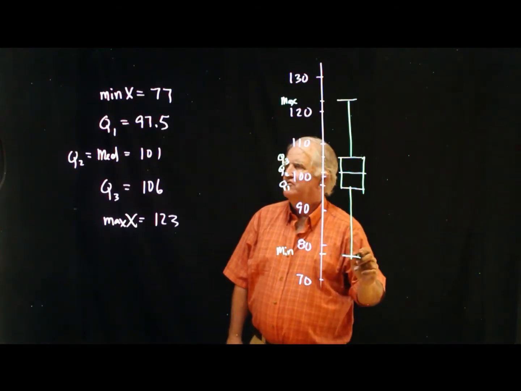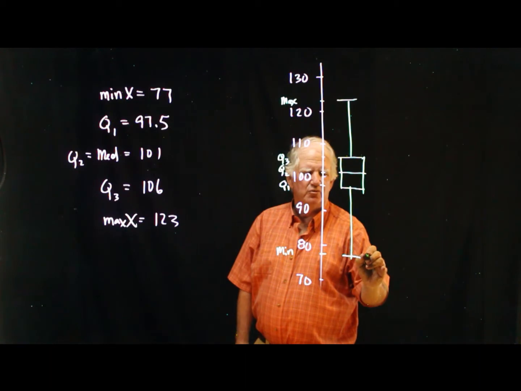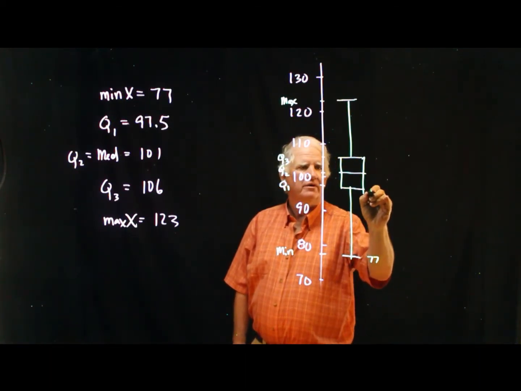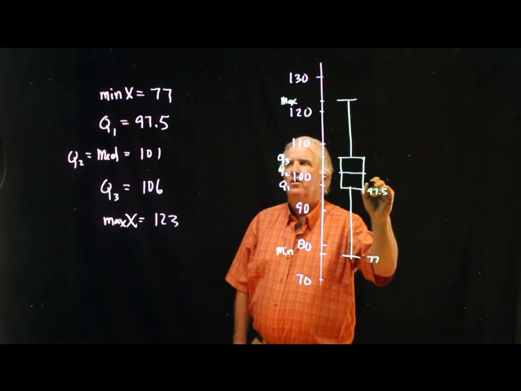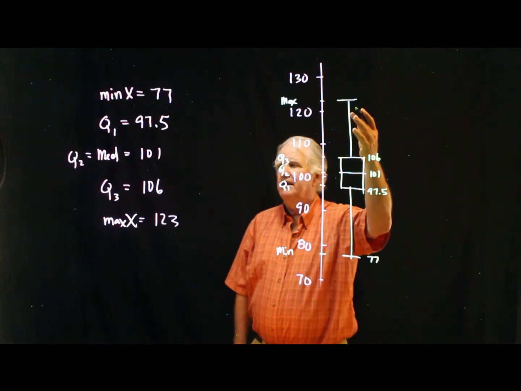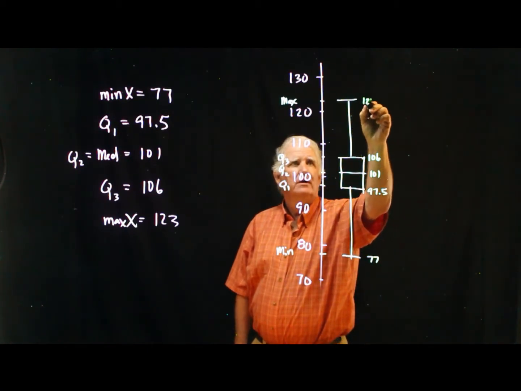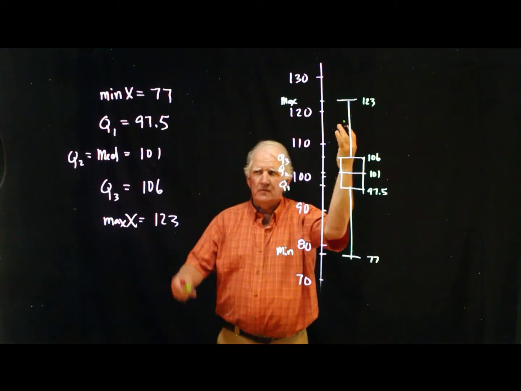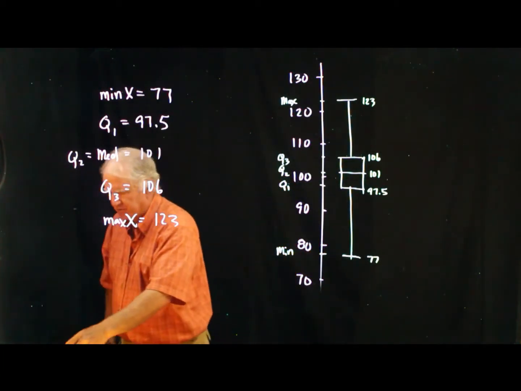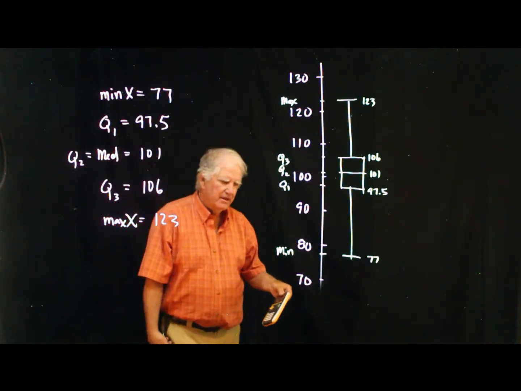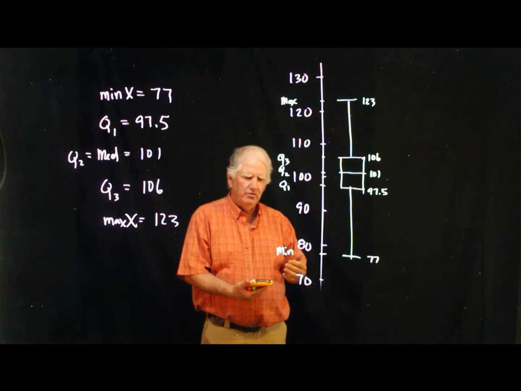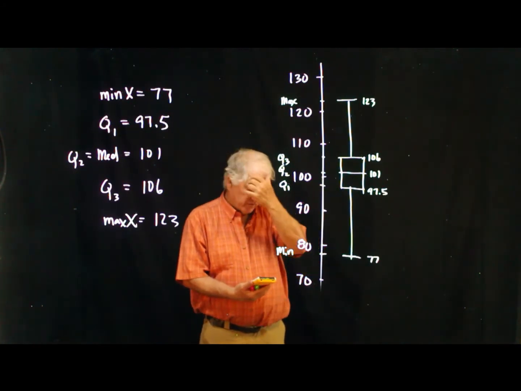I'm going to translate these numbers over here one more time: 77, 97.5, 101, 106, and 123. So there are the numbers, the first part of the problem. There's the box plot, the second part of the problem. The third part of the problem asks, are there any outliers? To do that, you have to identify what's called the upper and lower fence.